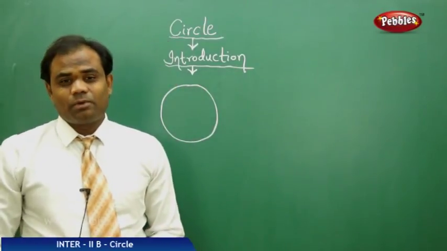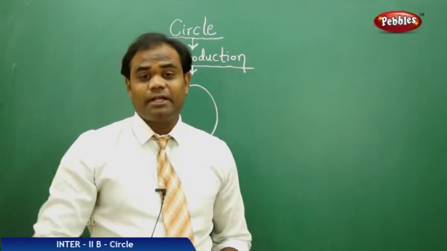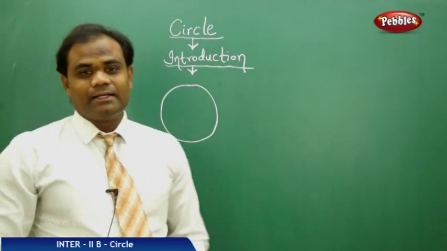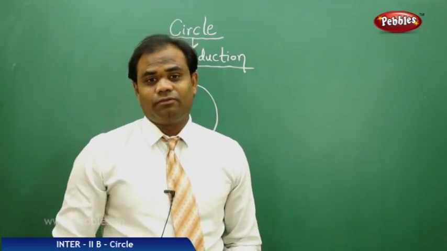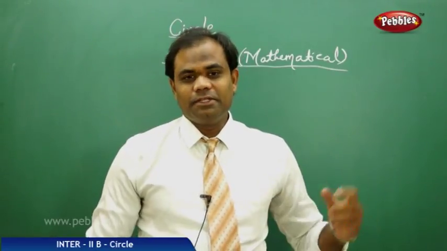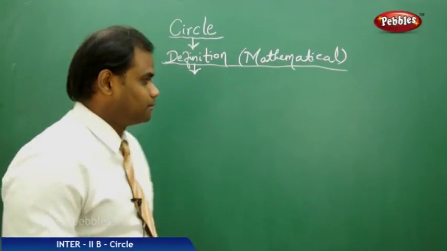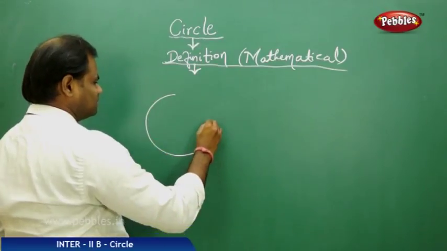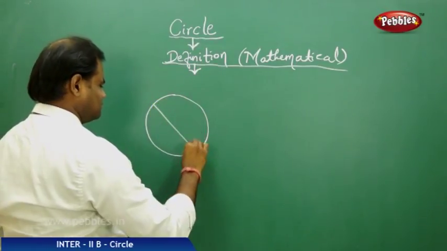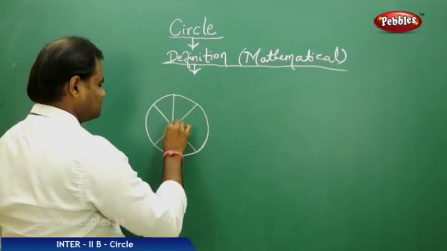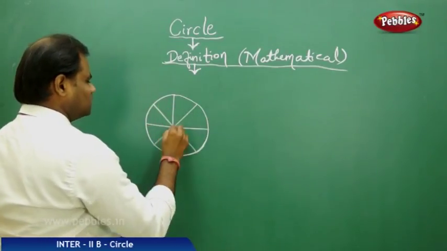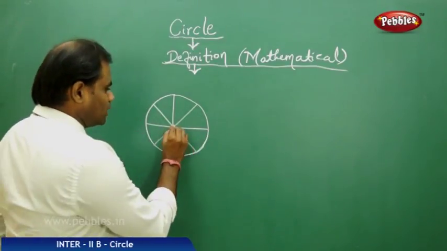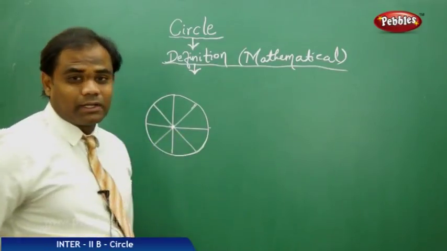Now a circle has many properties which we'll be studying in future, but now let's see what exactly is the mathematical definition of a circle. Imagine I have a circular wheel. Now this is a circular wheel. Now we know that this wheel has all its spokes equal in length.